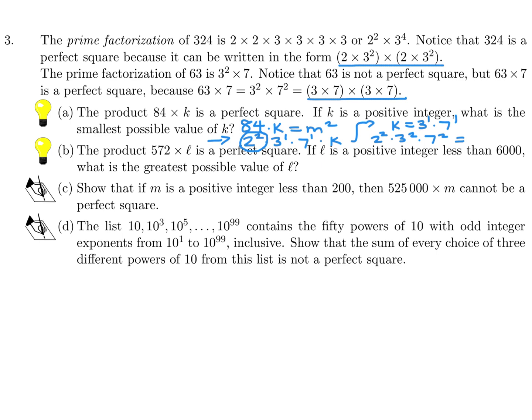And that can be written as 2 times 3 times 7 all squared. And that fits the appearance of an m squared. So k can be many things, but the smallest it can be is 3 times 7, which is 21.